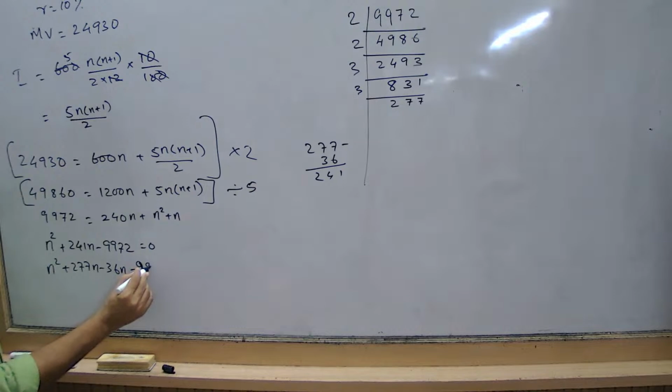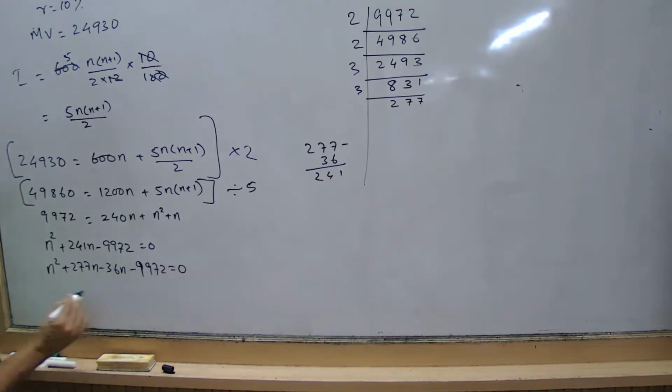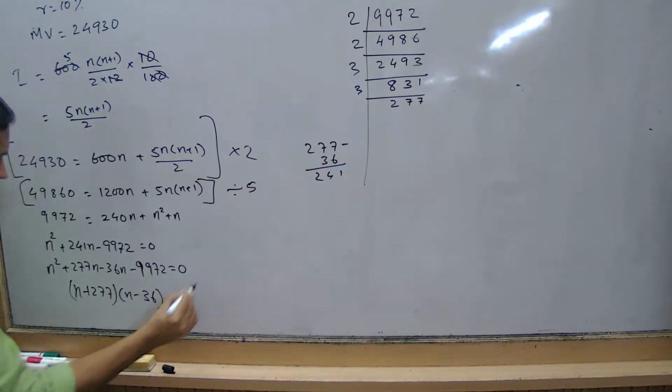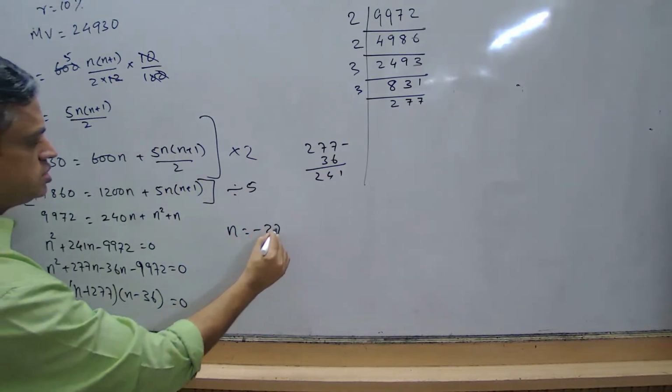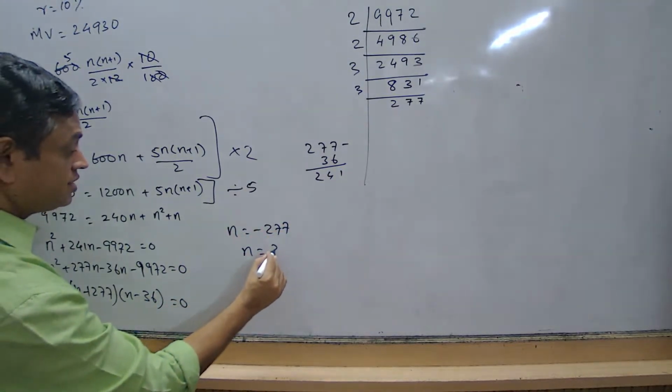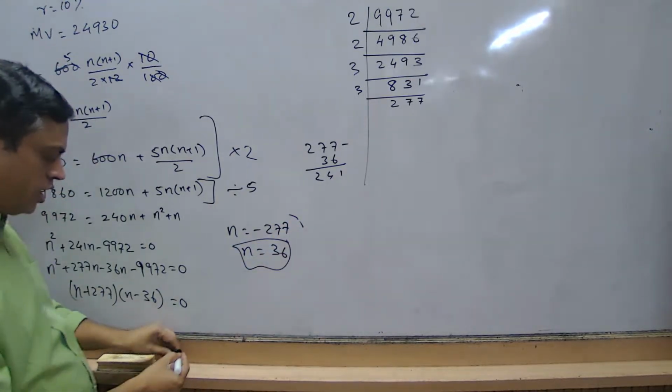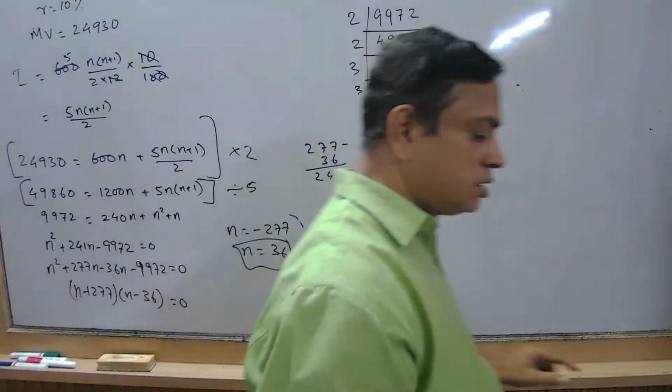Minus 9972 is equal to 0. That is n plus 277 times n minus 36 is equal to 0. N is equal to minus 277 or n is equal to 36. But minus 277 is not possible. The answer is n is 36. That means how many years? 3 years.